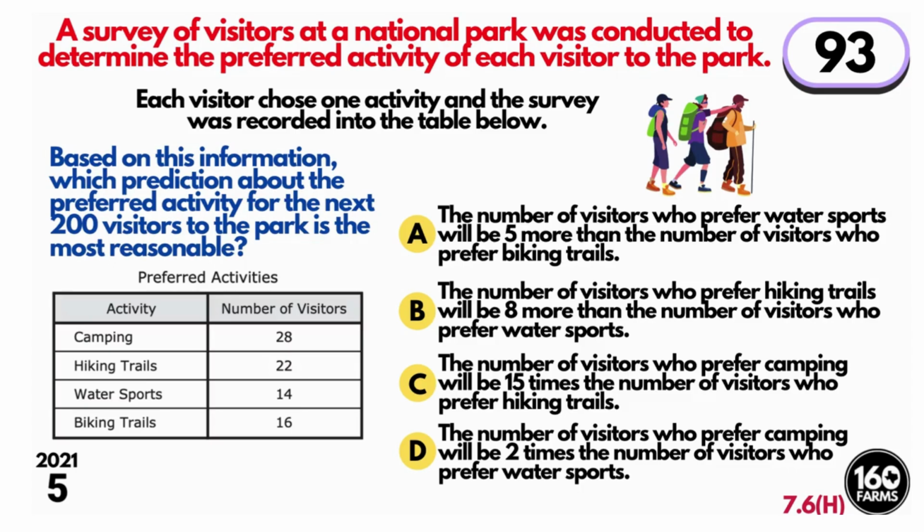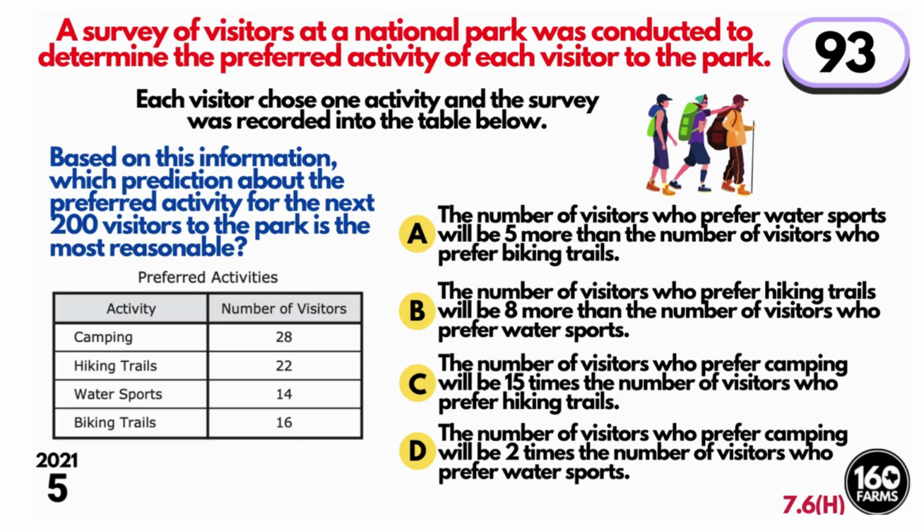We're looking at a survey of visitors at a national park that was conducted to determine the preferred activity of each visitor to the park. Each visitor chose one activity and the survey was recorded in the table below. Based on this information, which prediction about the preferred activity for the next 200 visitors to the park is the most reasonable? So we're going to take information in the table and then compare it to 200 so we can get a prediction of what's going to happen.